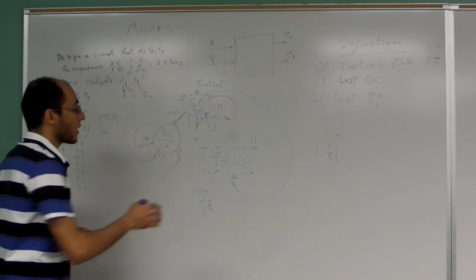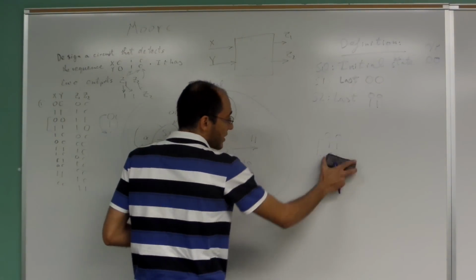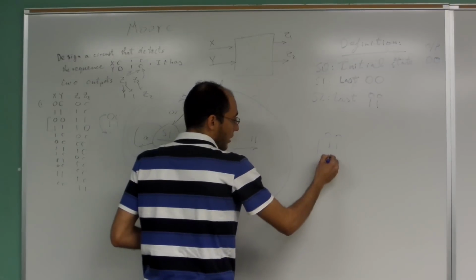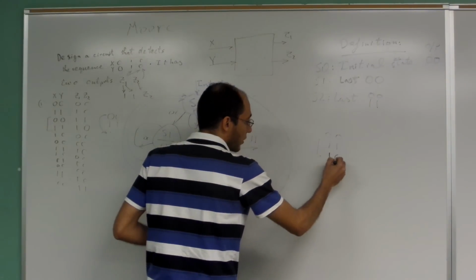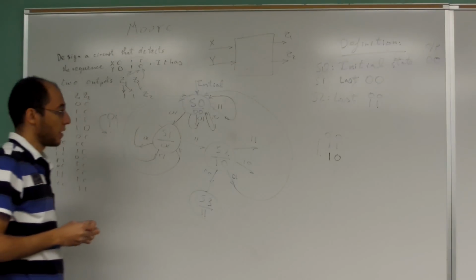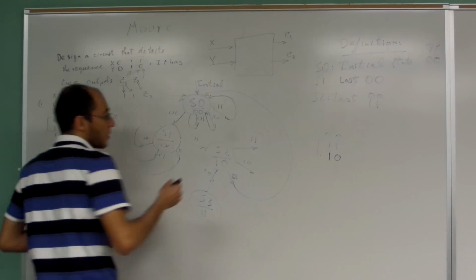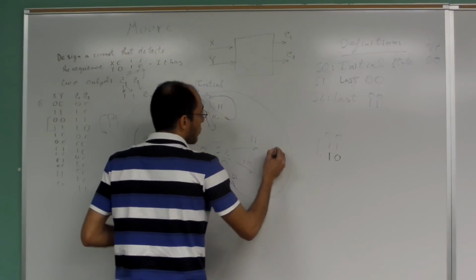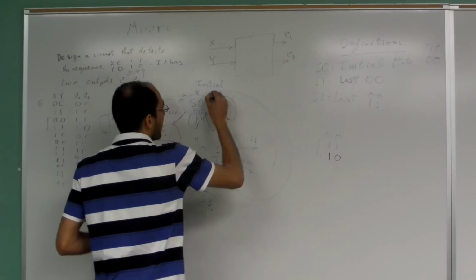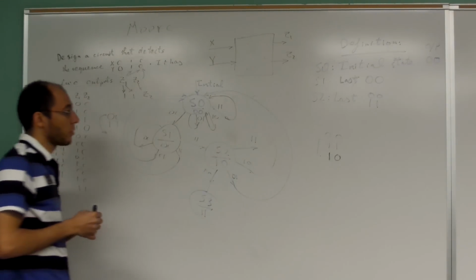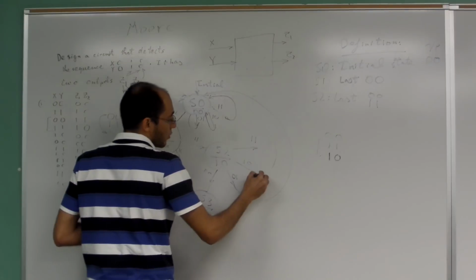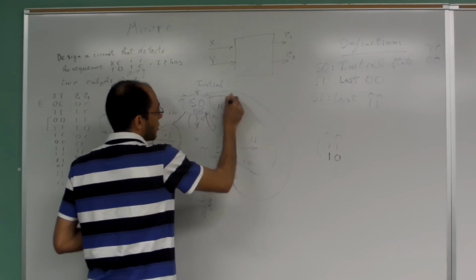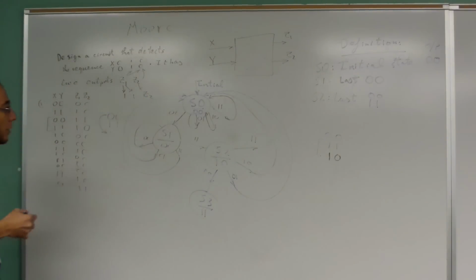So, let's look at 1, 0. Well, 1, 0 is the same as 0, 1. I do not expect that 1, 0 would do any good to me. And that's why it will route back to the initial state. Alright. Let's have a look at 1, 1.